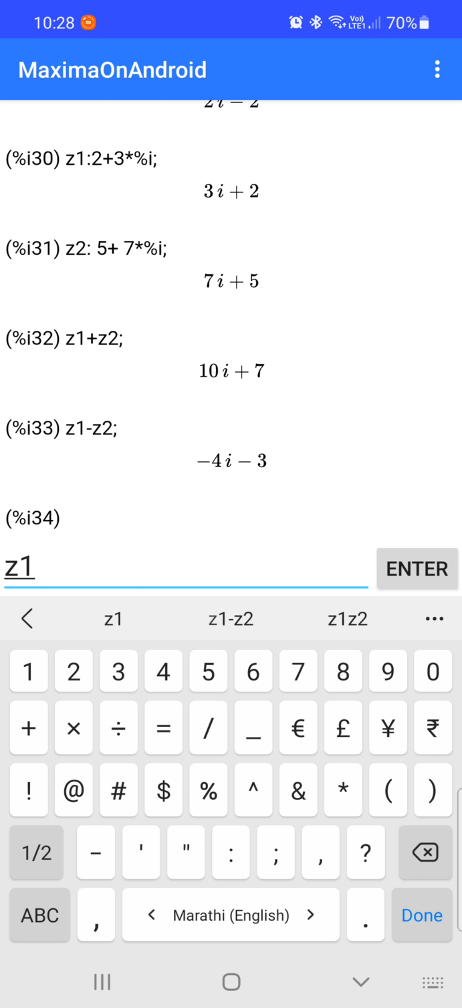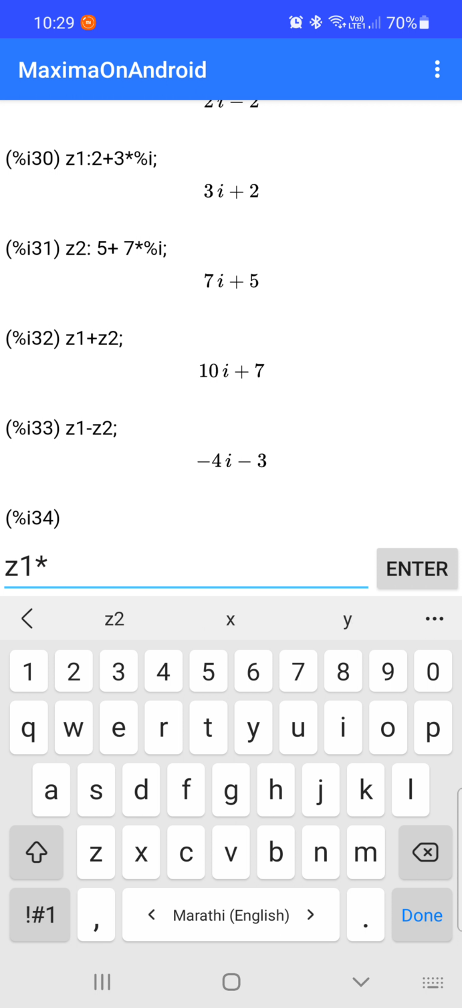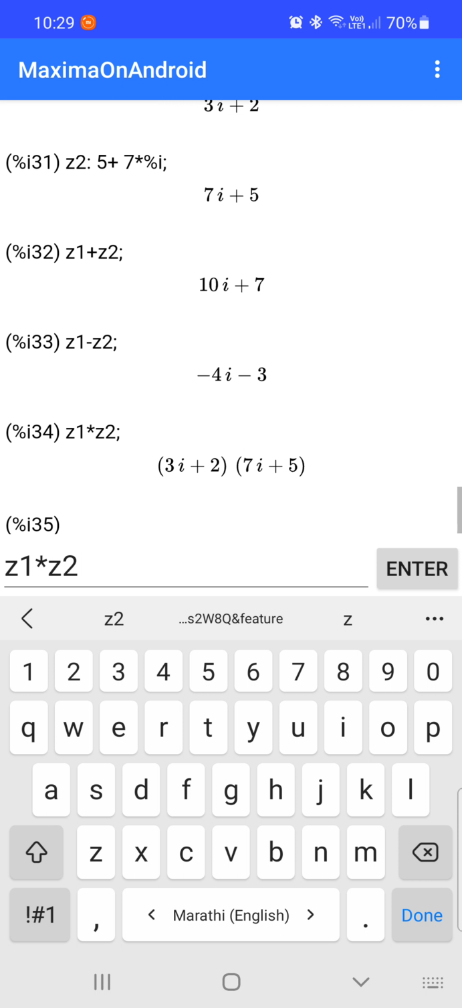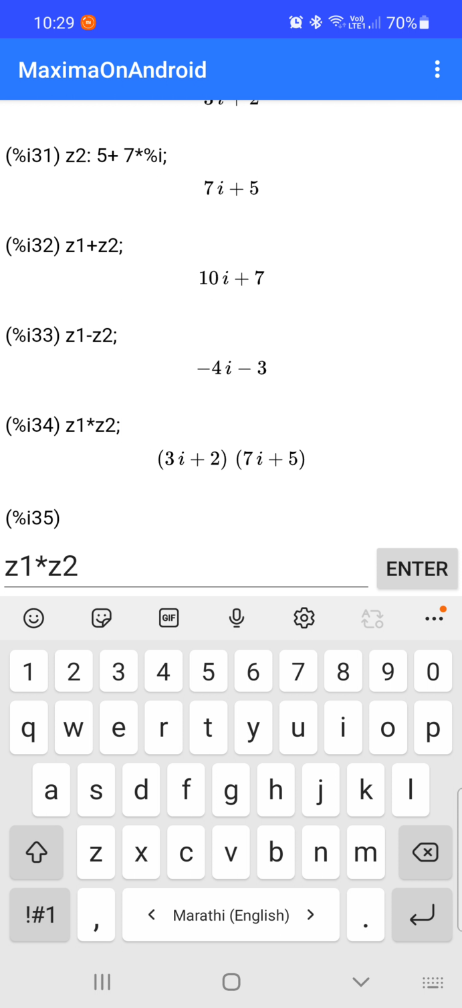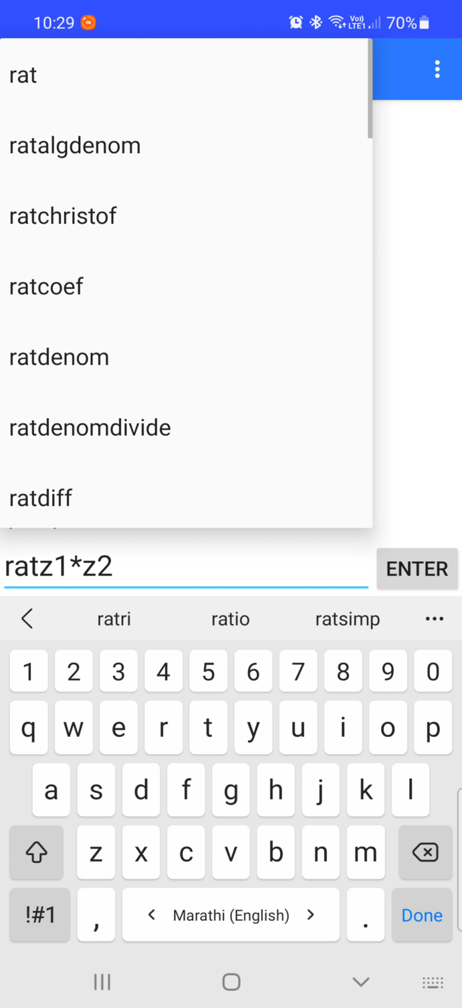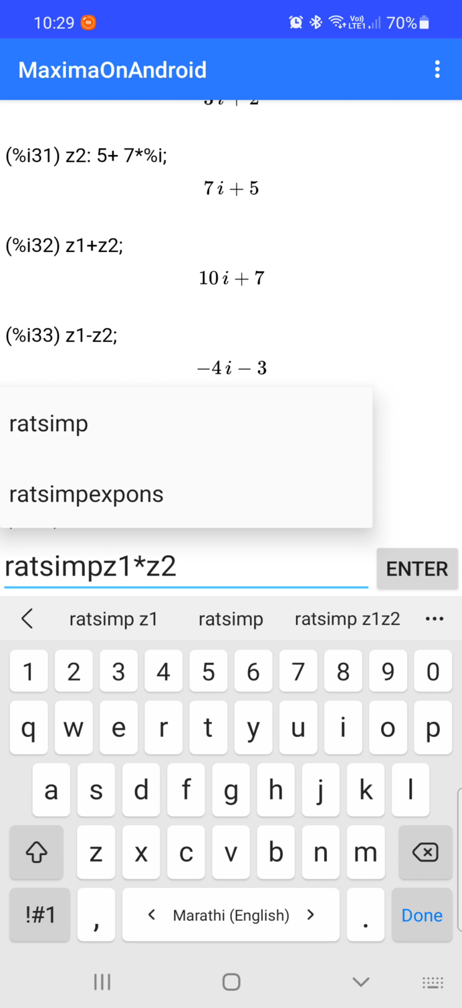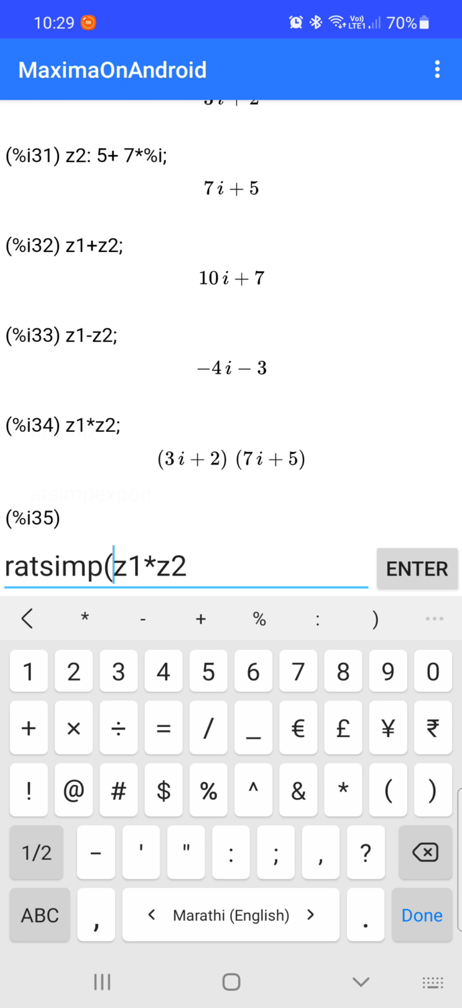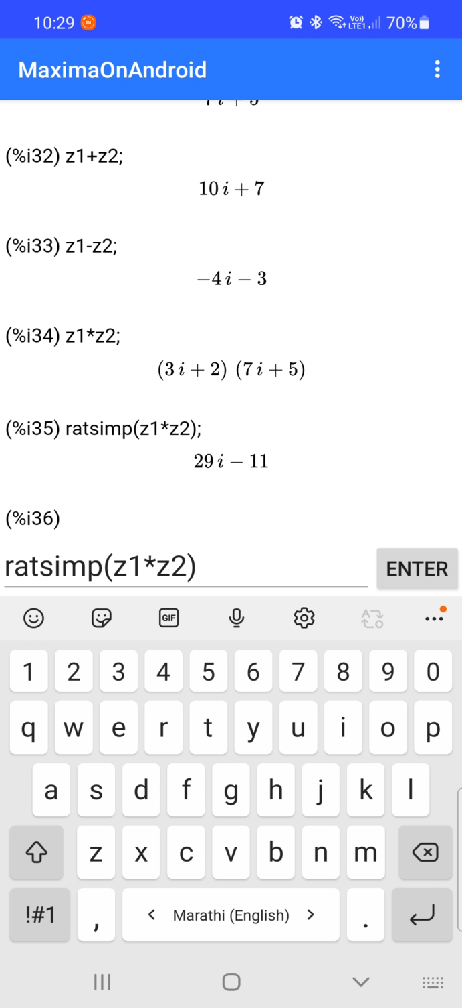To find the multiplication, just enter the command z1 times z2. Then we get the multiplication as 3i plus 2 times 7i plus 4. Now to get this complex number in standard form, just enter the command ratsimp of z1 times z2, and we get the multiplication of the given two complex numbers as 29 times i minus 11, or minus 11 plus 29 times i.